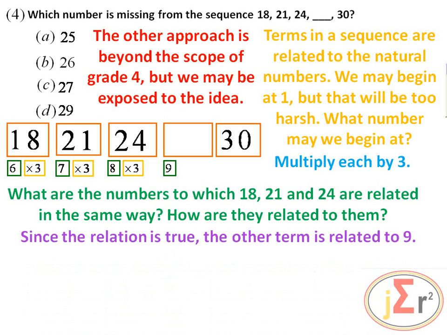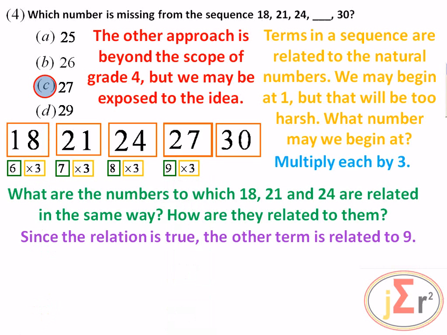Since the relation is true, the other term is related to 9 because we are going up. We have 6, 7, 8. What is the next number? 9. And we will do what with 9? 9 times 3. 9 3s 27. And that is our correct answer.